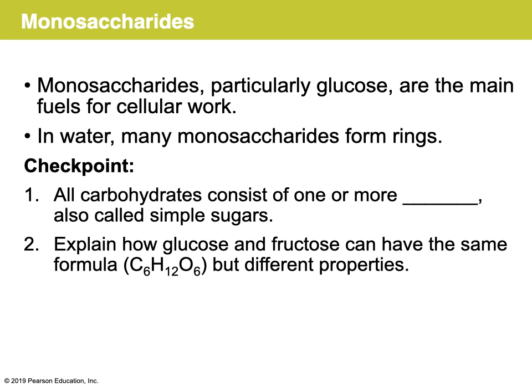Now, monosaccharides, particularly glucose, are the main fuels for cellular work. And we're going to spend a whole chapter talking about how glucose is broken down to yield energy for cellular work. In water, many monosaccharides will form rings. So, again, for the checkpoint, all carbohydrates consist of one or more monomers, also called simple sugars.